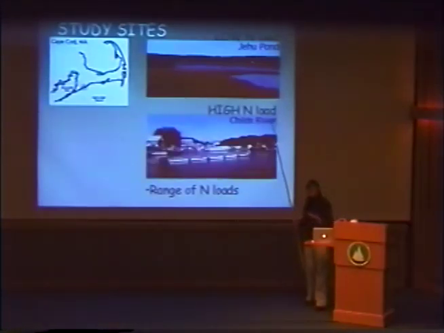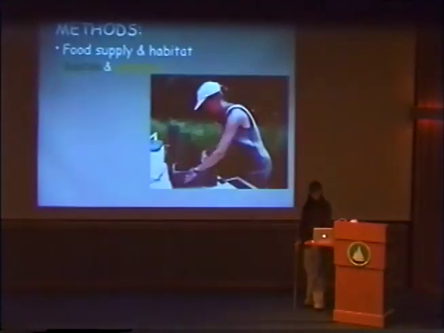And then in contrast, our higher loaded estuaries, which went up to as much as over 600 kilograms of nitrogen per hectare per year delivered to the estuary, were relatively highly developed with marinas and lots of residential development on the shoreline.